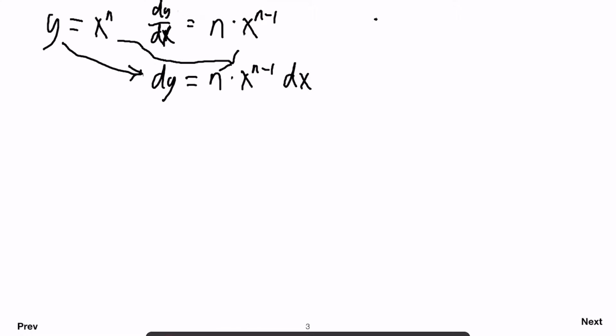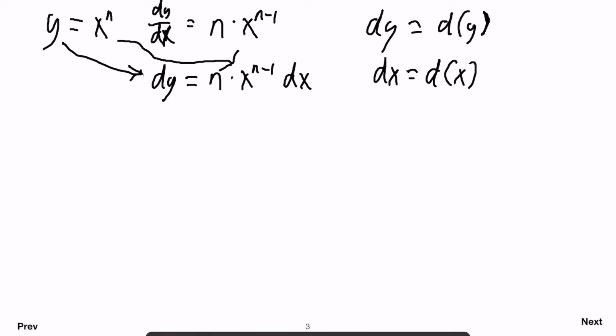So when we say dy, we don't mean d times y. It's actually a shorthand for d of y, the differential of y. Okay, so these two things are equivalent. And likewise, when we say dx, we don't mean d times x, we mean the differential of x. So if I have y equals x to the n, you can do anything to an equation as long as you do it to both sides.